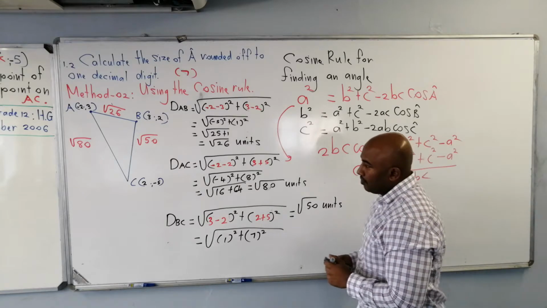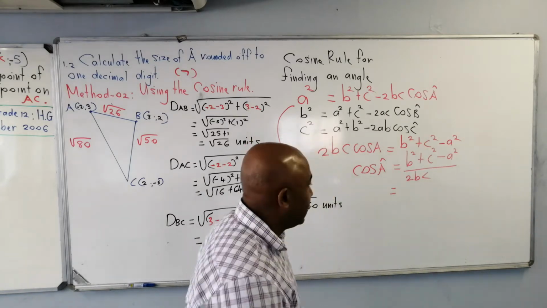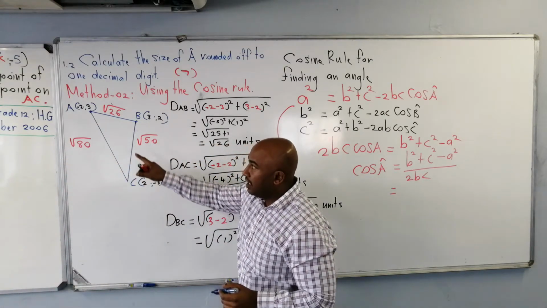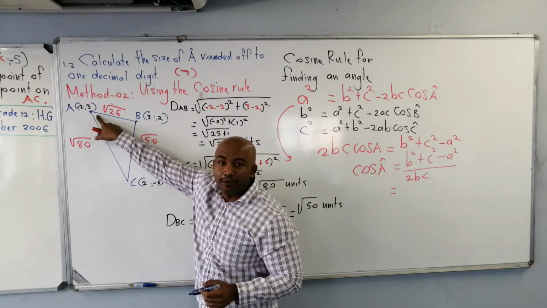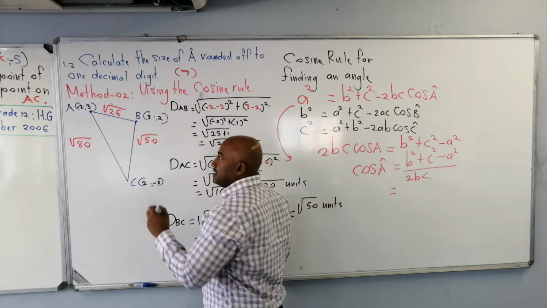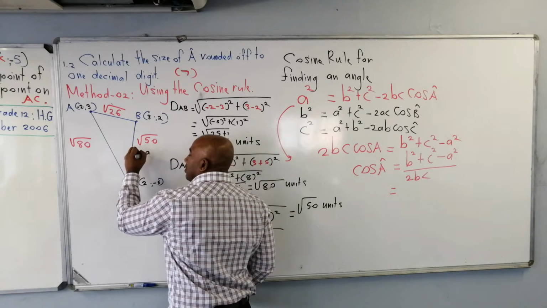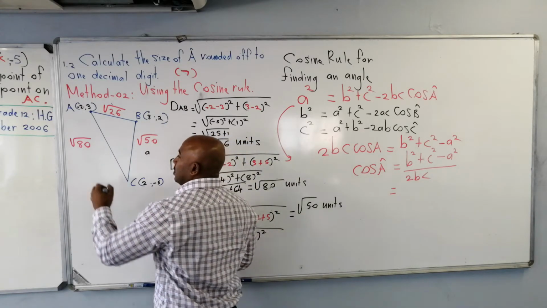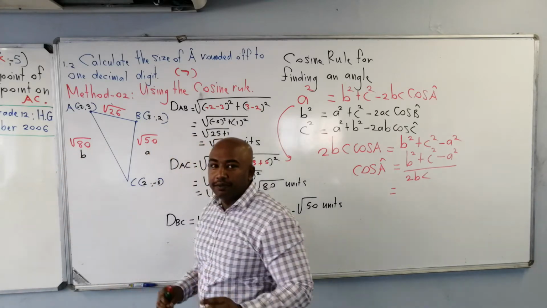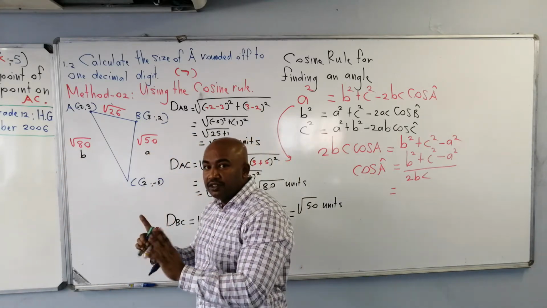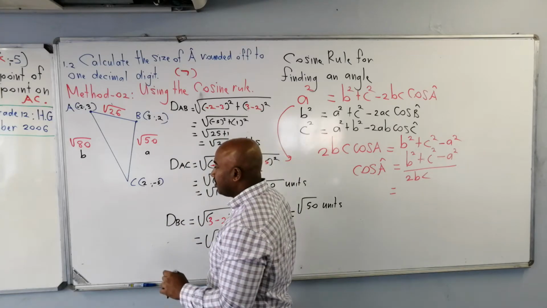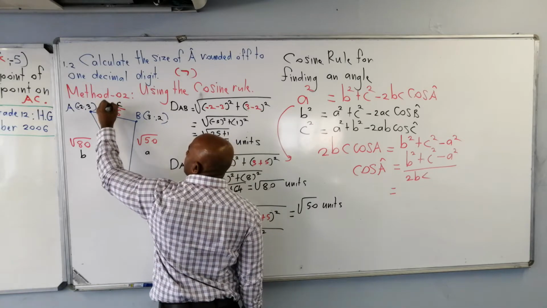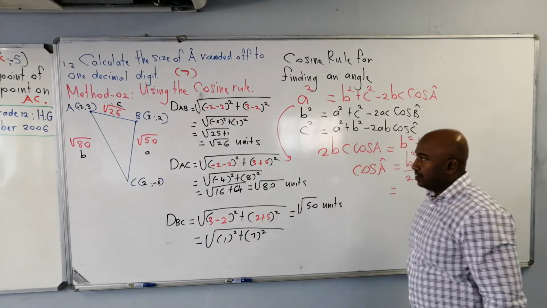What are small letters A, B, C? How do you identify it? Here is angle A. Directly opposite angle A is side A, so this will be small letter A. Here is angle B. Directly opposite angle B will be small letter B. Small letter B represents the side. Remember, small letters for sides, capital letters for angles. Here is angle C. Directly opposite angle C is side C, which is small letter C.